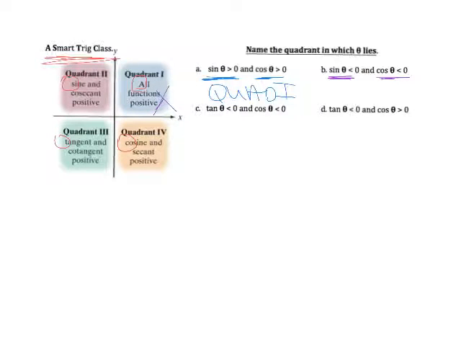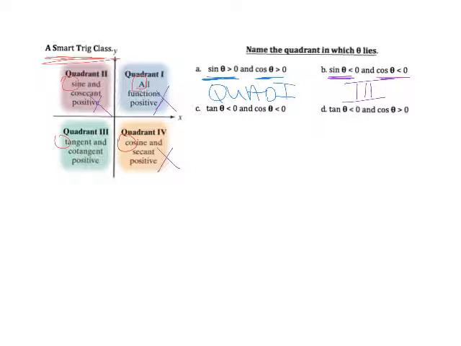Quadrant 2, sine is positive, so that's not going to work. Quadrant 3, just tangent and cotangent are positive, so that's probably going to be the one. But then I just want to double check quadrant 4. Cosine's supposed to be positive there, so that's not going to work either, so it's got to be quad 3. Okay, I'm going to switch to a different color.